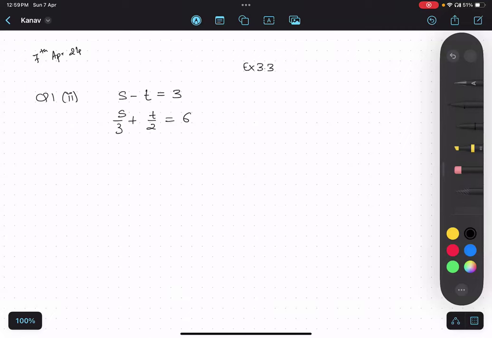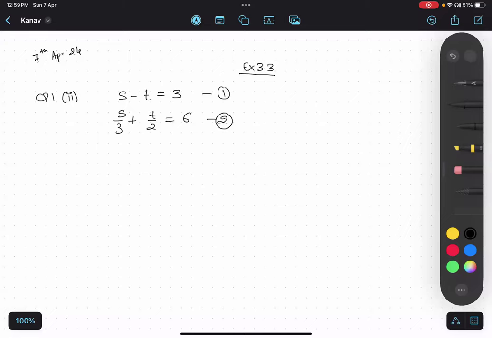So substitution method we learned in the last class. First of all, whenever we have any equation in decimal or fraction, I would like to eliminate them and create it in standard form. The first equation is already in standard form, that means there is no decimal, no fraction. Yes or no? Yes. So I would like to simplify the second equation.